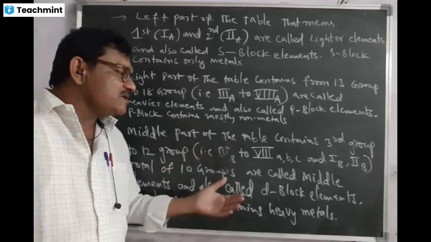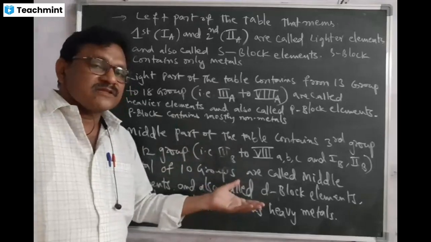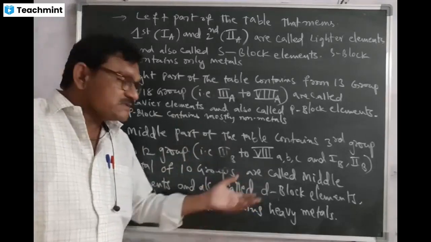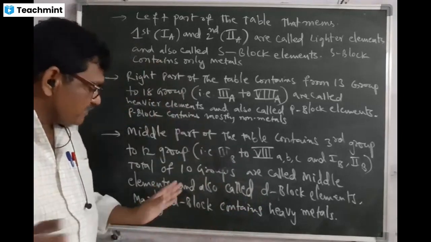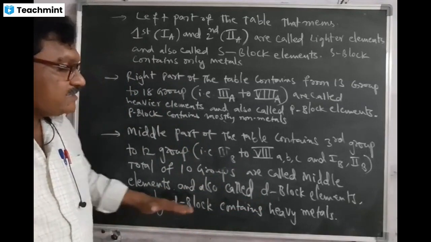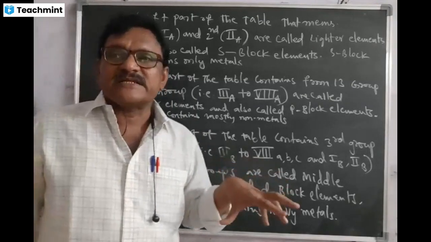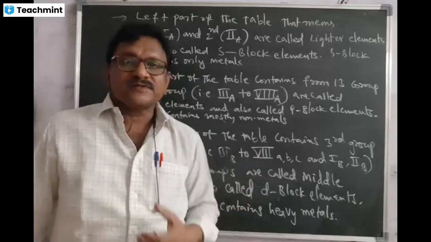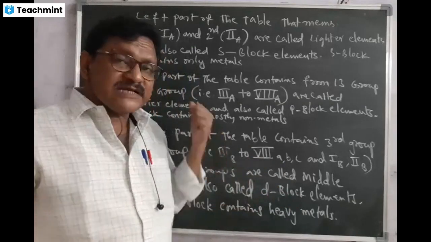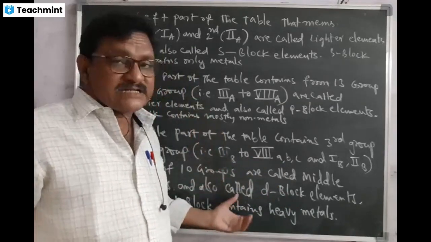Middle elements are also called D block elements. That means these elements belong to the D block. That's why these are D block elements. Clearly, you will understand in your higher classes, of course. So here, mainly the D block contains what? Heavy metals. Heavy metals. So here, you try to understand. The complete S block is metals. The D block is also metals.